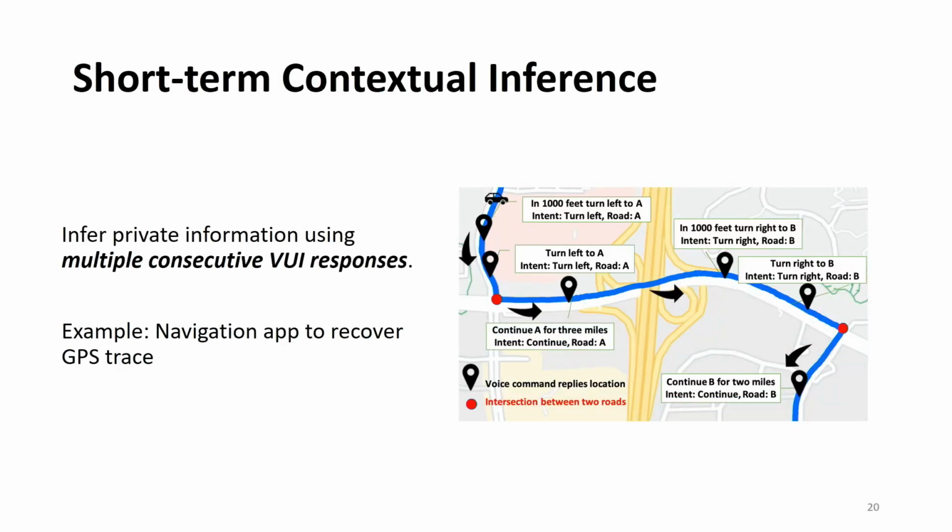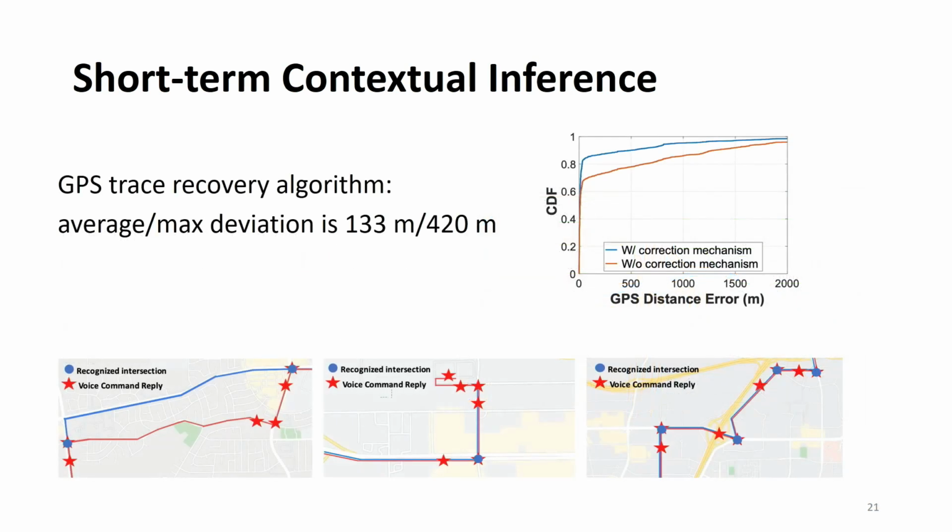The second one is short-term context inference. The idea is that we want to infer the private information using multiple consecutive VUI responses. One typical example is the navigation app, where we can recover your GPS trace. We found that for each crossroad when you are navigating, there are multiple voice commands issued. Then we can try to find the crossroad and finally recover the GPS trace. We achieve an average 133 meter error for the GPS trace recovery.